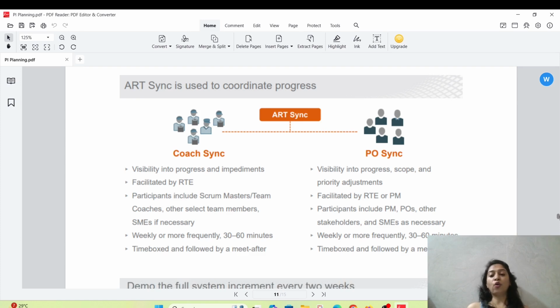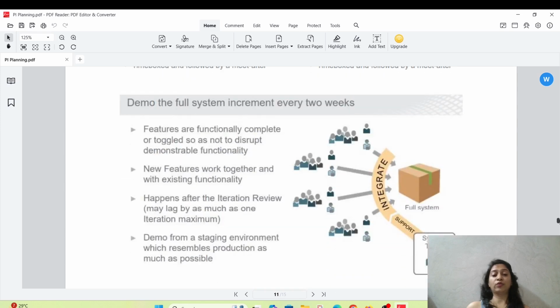Facilitated by the RTE or the product manager. The participants include PM, POs, and other stakeholders, and SMEs if necessary. A weekly or more frequent meeting, 30 to 60 minutes, half an hour or 1 hour. This is also a time-boxed event followed by a meet after. Then only can we be good with the syncing process.